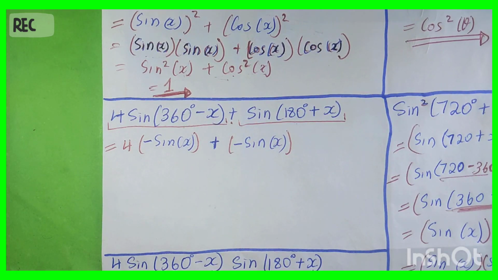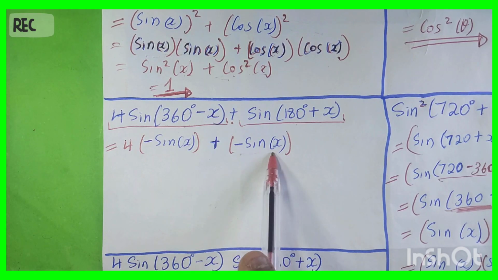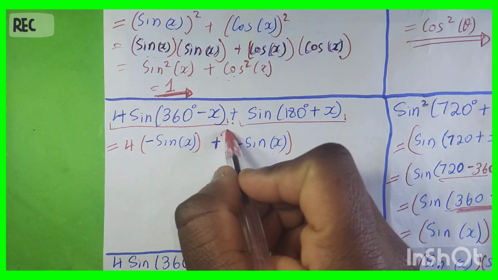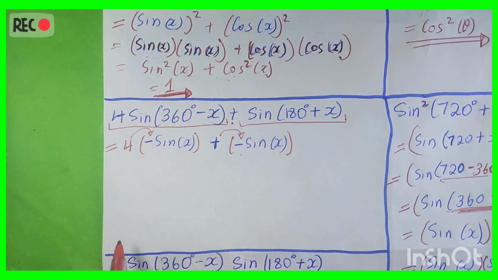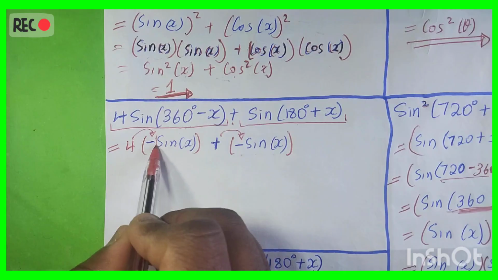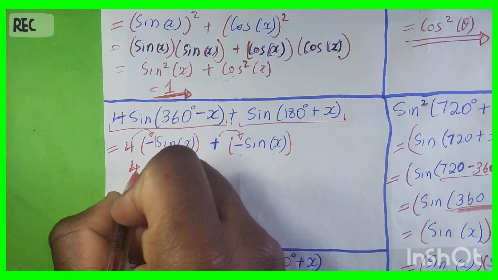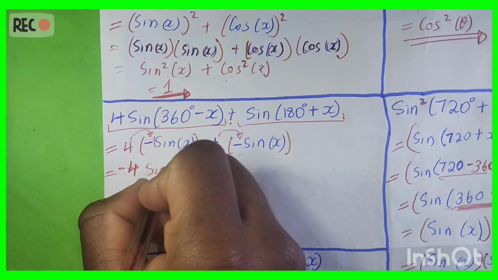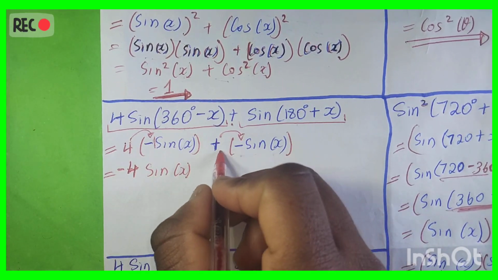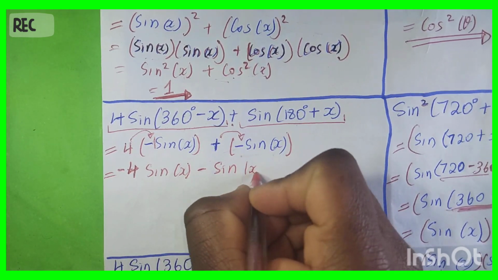Do you see? All the time after you reduce the angle, make sure it is inside a bracket, so that you will see that this will multiply inside there, as well as this. But here we just have an invisible 1. When they multiply, it will give me negative 4, because different signs give negative, then sine x. For this one, when I multiply different signs, I get negative sine x.